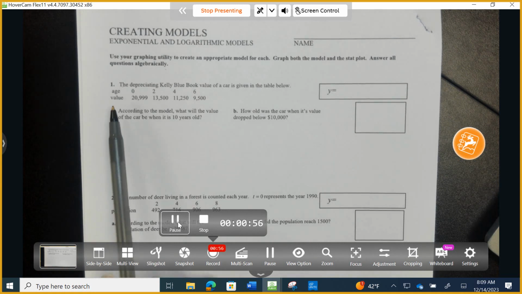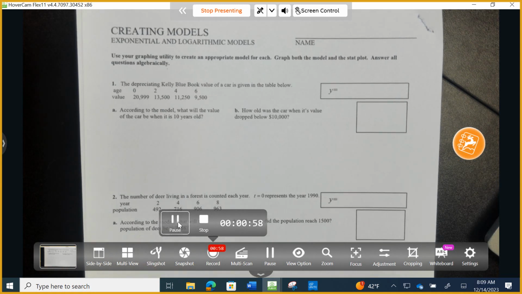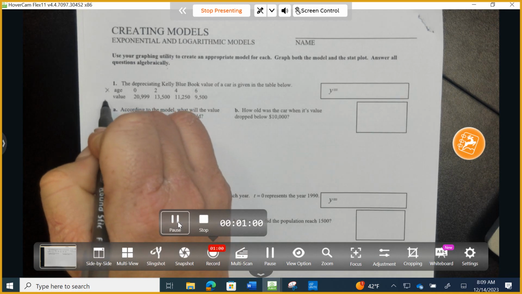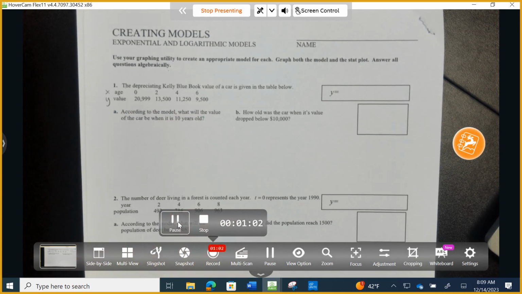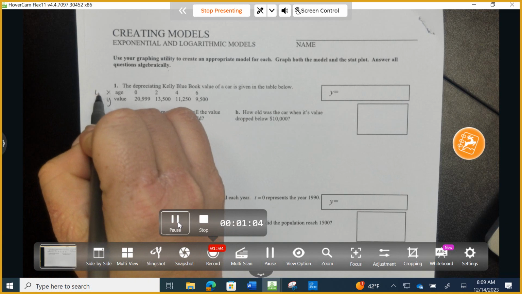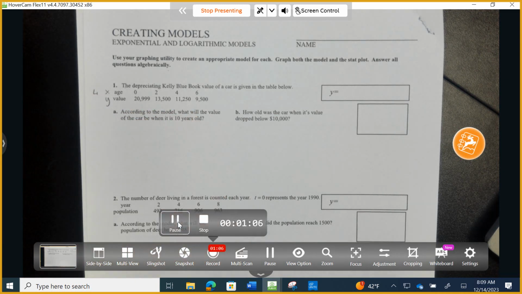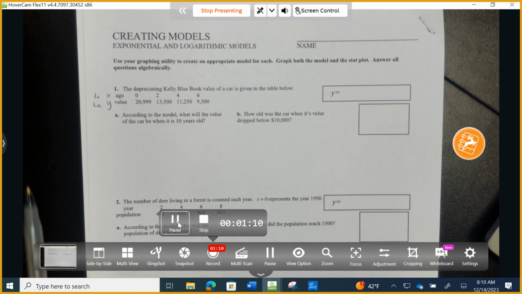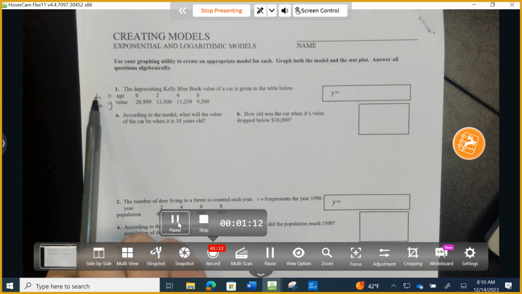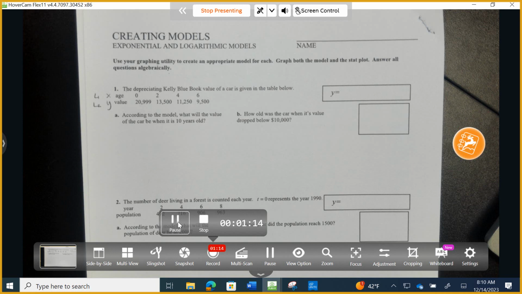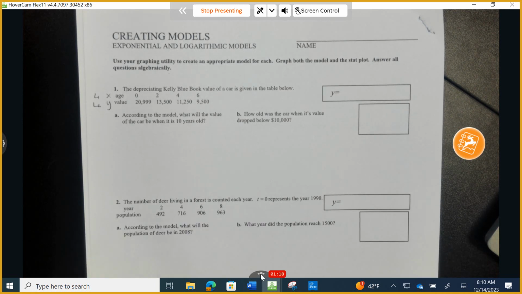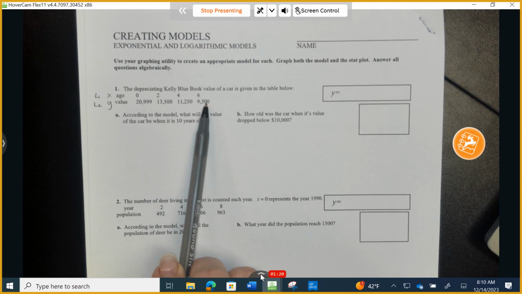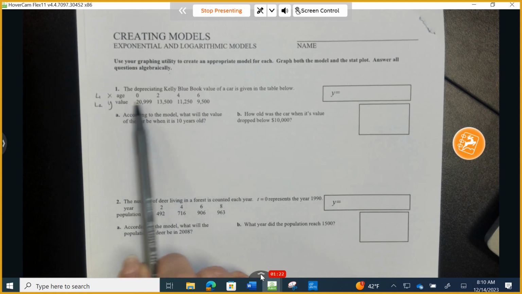All right, so we have all these values here. I want you to put an X next to age and a Y next to value. Also, just as a reminder, L1 on our calculator is going to be the column for age, and L2 in this problem will be the column for the value of the car. X is always L1 and Y is always L2 when we plug it into the table. So we have a depreciating car value, and we're provided with this data.